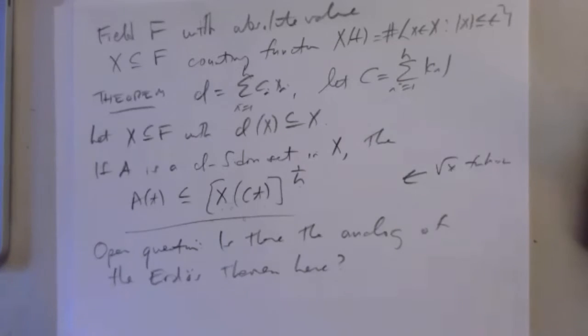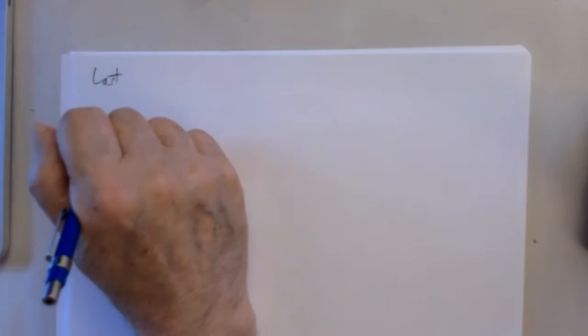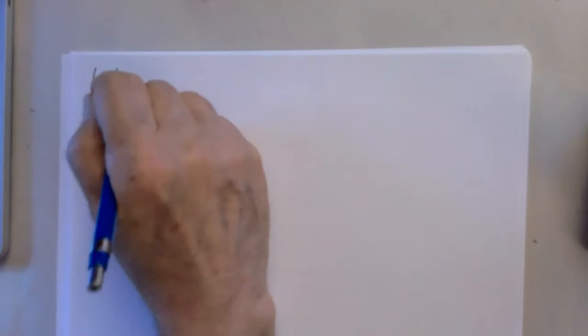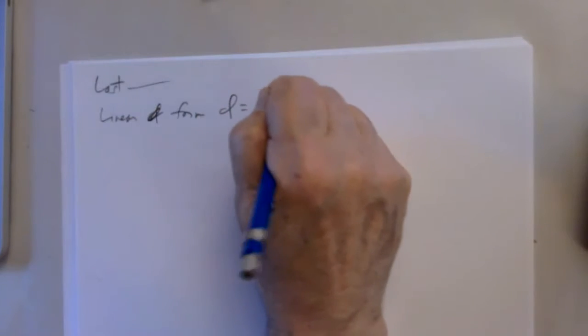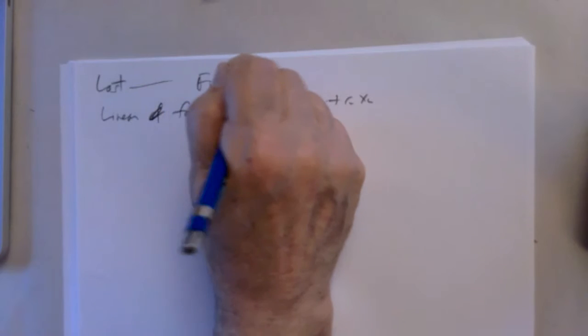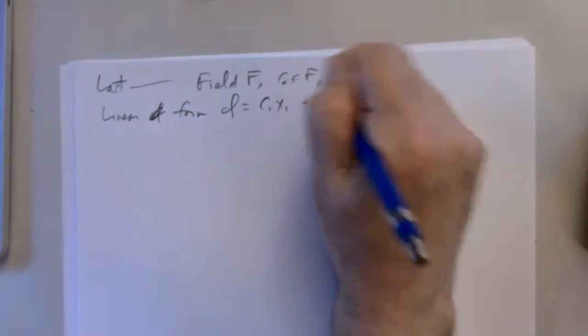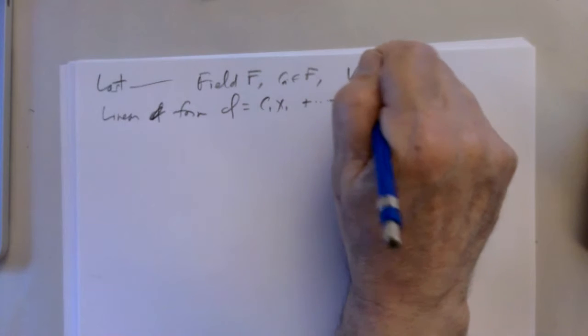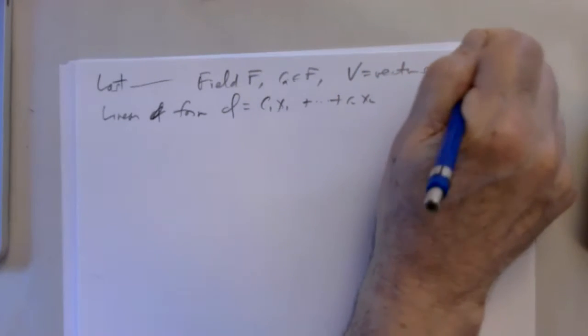Let me just mention, well, there are a lot of problems, but let me just mention one other thing which one can do. So this is the last remark or problem. We've been looking at a linear form, phi, C1x1 up to CnxN. So we have a field F, the C sub i's are in F. This is a linear form, and it can operate on a vector space over F.